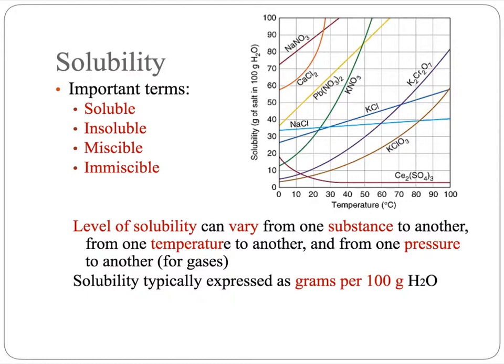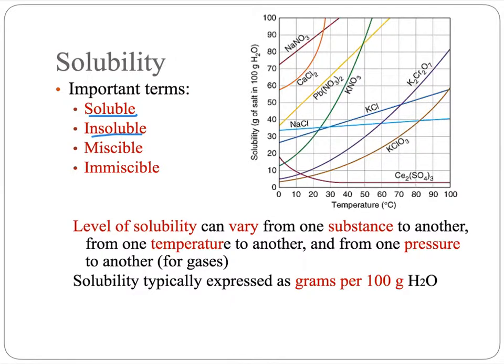When we're talking about solubility with solutes and solvents, when a solute can dissolve in a solvent, we say it's soluble. And if it can't dissolve, then it is insoluble. These terms are used for solids, liquids, and gases as they dissolve into each other.